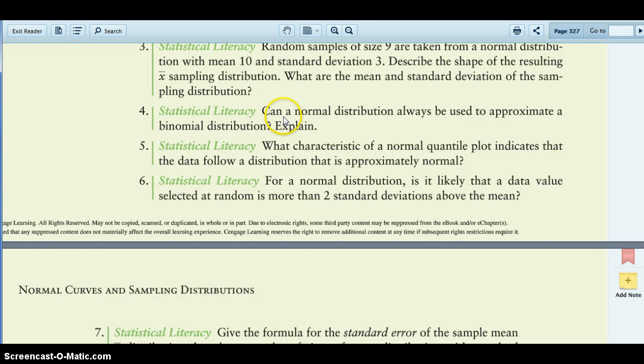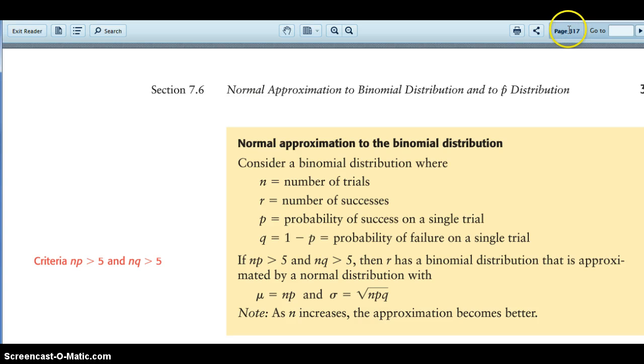Number 4 is asking if a normal distribution can always be used to approximate a binomial distribution. Look at page 317 for the answer. It's really nice when we can use the normal distribution to approximate the binomial distribution because it saves time and it's easier. But you need to make sure that n, the number of trials, multiplied by p, the probability of success, is greater than 5. And also n times the probability of failure, which is q, is also greater than 5. If both those values are greater than 5, then yes, you can use a normal distribution to approximate the binomial distribution.